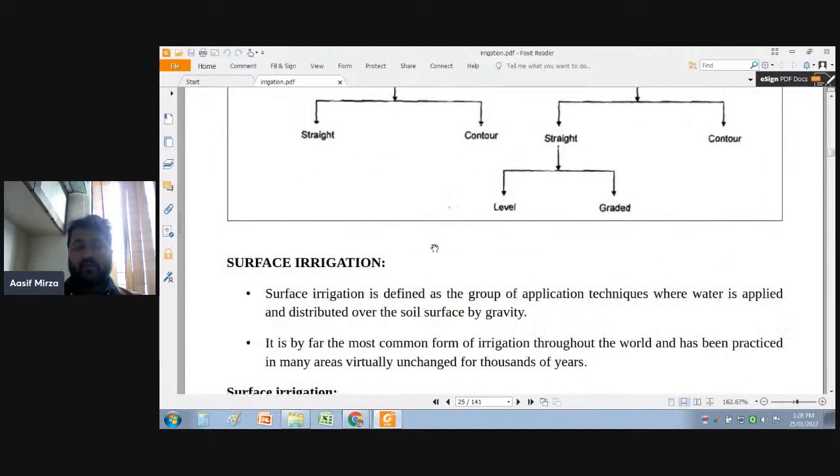Now we will see one by one what is meant by surface irrigation. Surface irrigation is defined as the group of application techniques where water is applied and distributed over the soil surface by gravity. It is by far the most common form of irrigation throughout the world and has been practiced virtually unchanged for thousands of years.